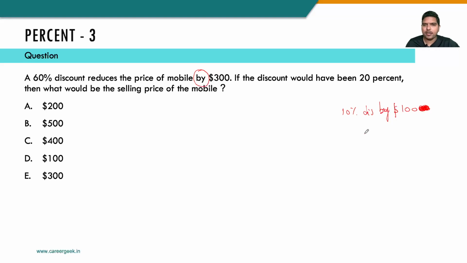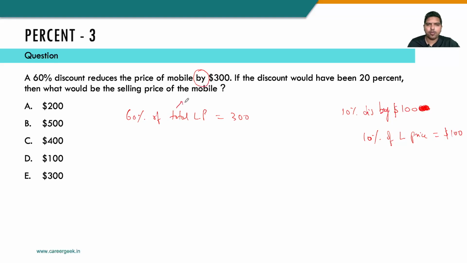He means that 10% of the laptop price is equal to $100. A 10% discount will decrease the price by $100, which means 10% of the total price is equivalent to $100. Similarly, a 60% discount reduces the price by $300. So what does that mean? It means 60% of the total laptop price is $300.